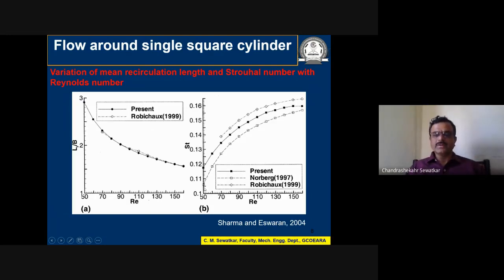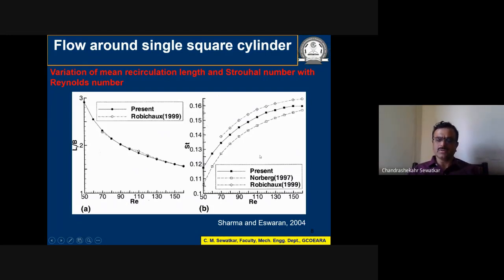And then beyond 50, the vortex shedding frequency is also developed. So with increase in the Reynolds number, you can see the frequency of vortex shedding goes on increasing. The results are compared with the experimental and numerical results by others also. The Strouhal number here is nothing but the vortex shedding frequency. At Reynolds number of around 100, we get the vortex shedding frequency which is of the order of 0.145 or about 0.148.